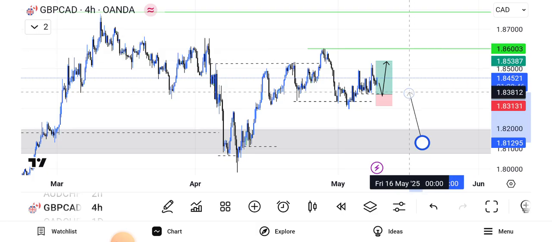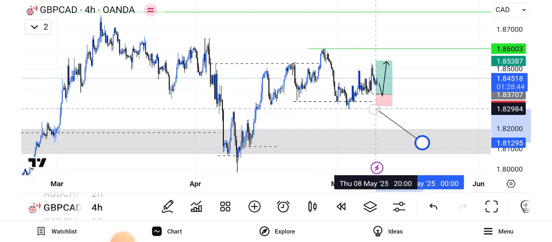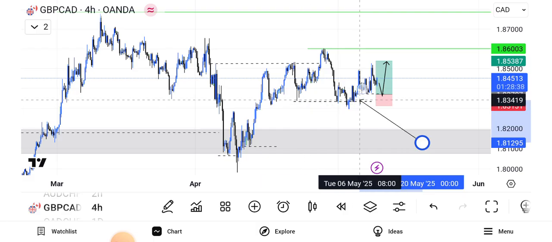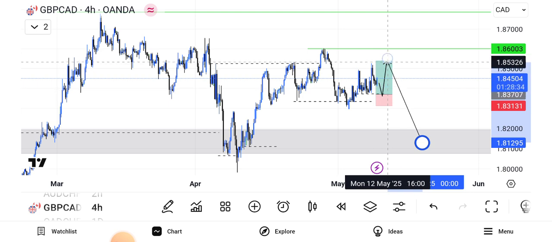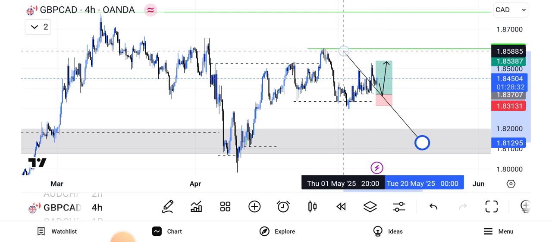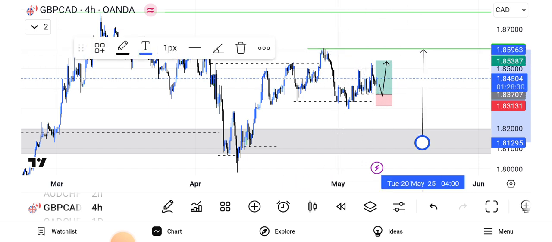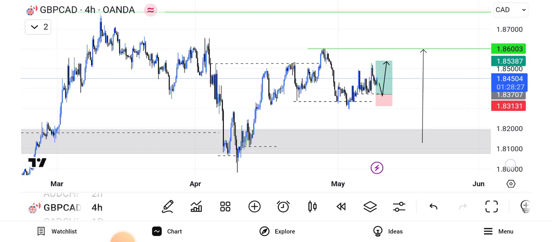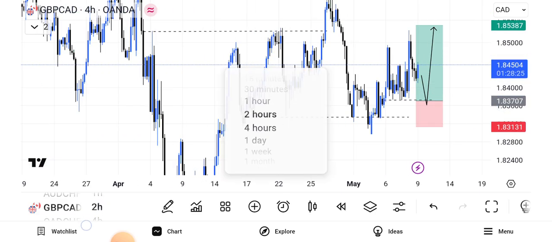This area is my protected low because I feel price will most likely not come back to take out this low again, because it has taken out a liquidity and it has started moving up. So I feel from this low here, my next direction will be this high. Price will want to come and take out this high. So the next thing I did was to go to a lower time frame.